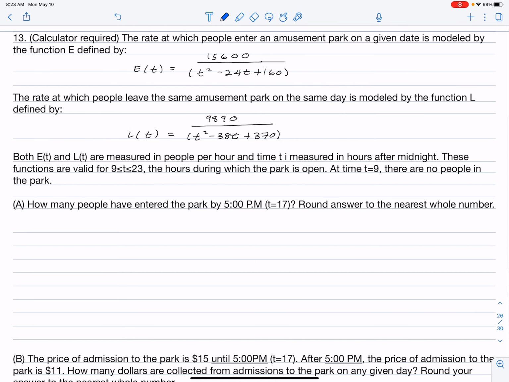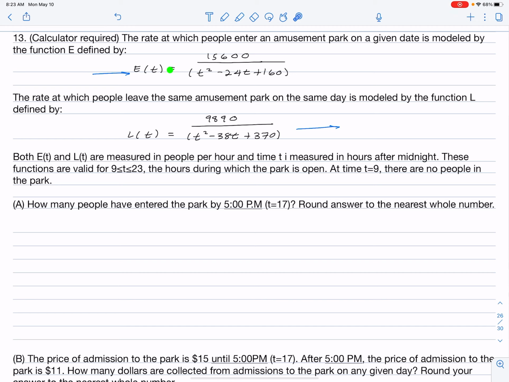So let's see what we can do here. In this question, we have this amusement park where we have people going in and then people going out, so entering and leaving. Now, I want to emphasize, this is a rate of change. This represents the velocity of people going in. This represents the velocity of people leaving, right?